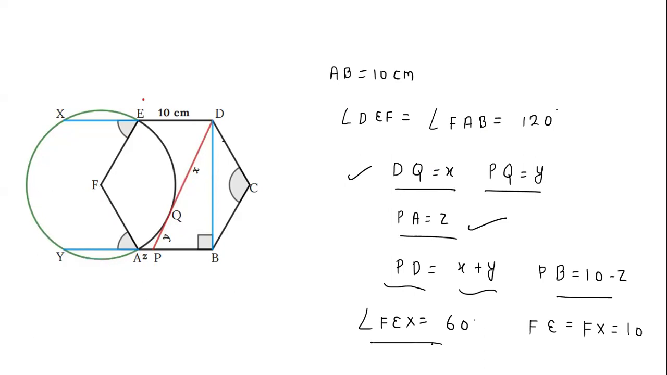Now you see the angle FEX. So angle FEX. So F is this, E is this, and X is this. So we know this angle is 120 degree. So this angle is 180 minus 120, which is 60 degree. So this angle is 60 degree. We now know.